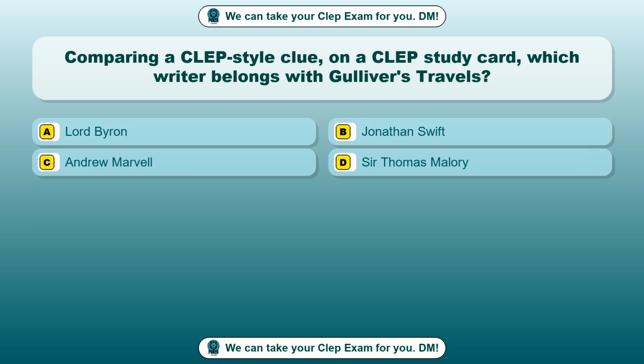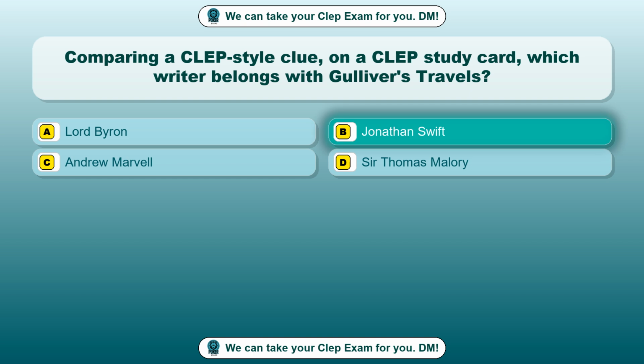Question 61. Comparing a CLEP-style clue on a CLEP study card, which writer belongs with Gulliver's Travels? Option A, Lord Byron. Option B, Jonathan Swift. Option C, Andrew Marvell. Option D, Sir Thomas Malory. The correct answer is option B, Jonathan Swift.